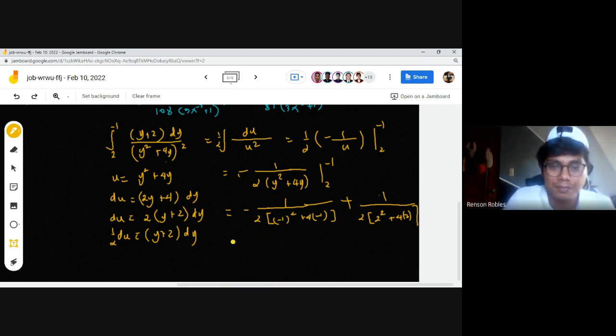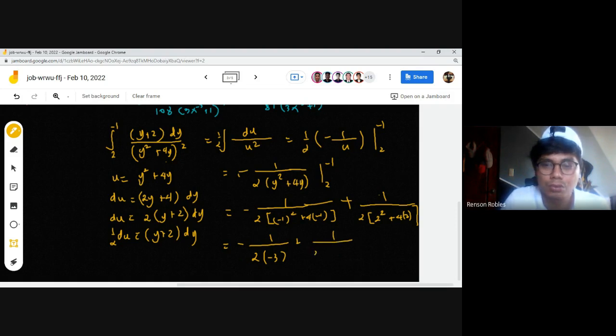So you will have 1, negative 1 all over 2 times negative 1 square. It's positive 1. This is negative 4. So you have negative 3. Plus 1 all over 2 times 2 square is 4. All right. 4 times 2, that's 8 plus 4. So that would be 12.